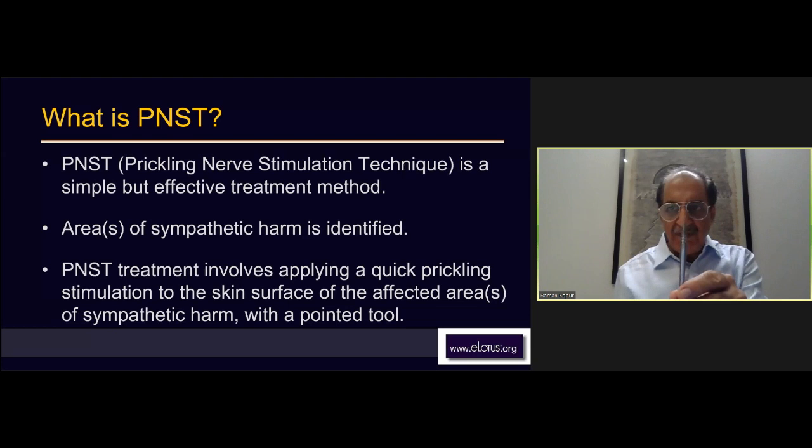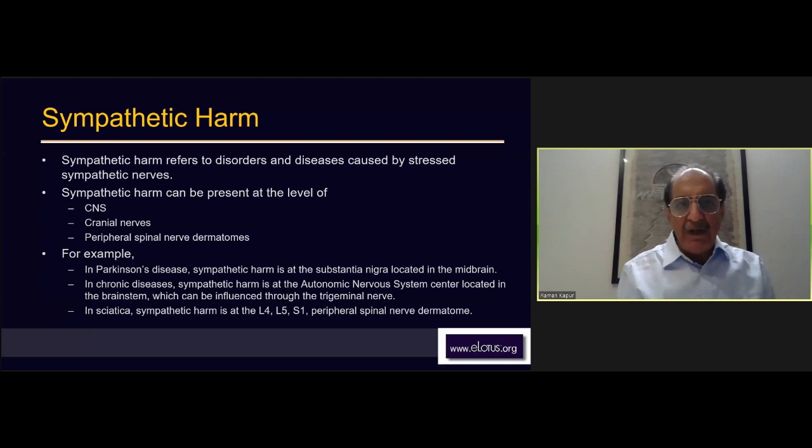Now, what is sympathetic harm? Sympathetic harm refers to disorders and diseases which are caused by stressed sympathetic nerves. Sympathetic harm can be present at the level of the central nervous system, at the level of the cranial nerves, as well as at the level of the peripheral spinal nerve dermatomes.